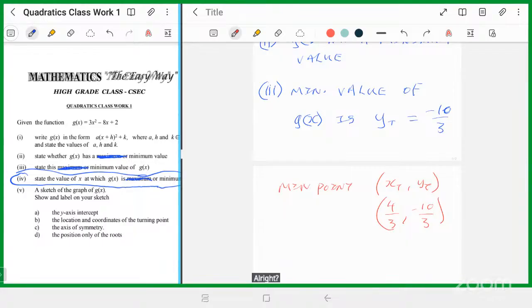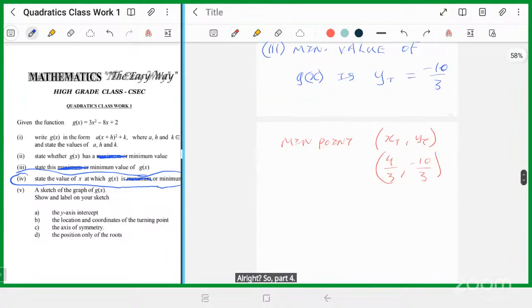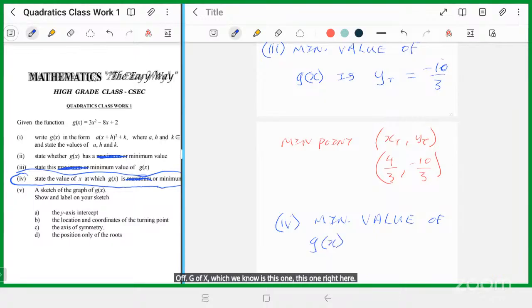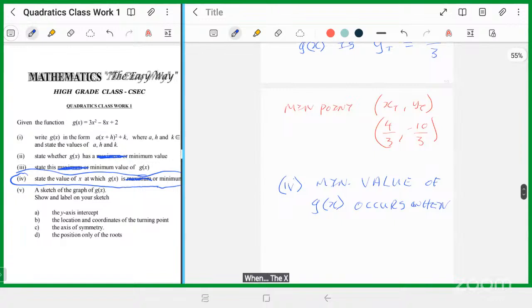All right, so part 4, let me emphasize that a little bit more. Part 4 is that the minimum value of g of x, which we know is this one right here, occurs when the x value becomes equal to the x value at the turning point. That is when the x value equals 4 over 3.